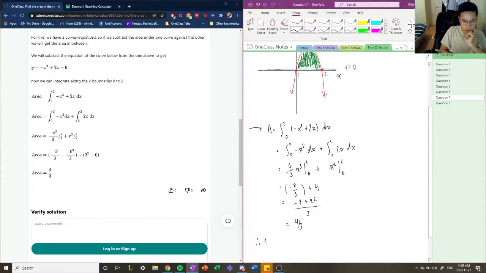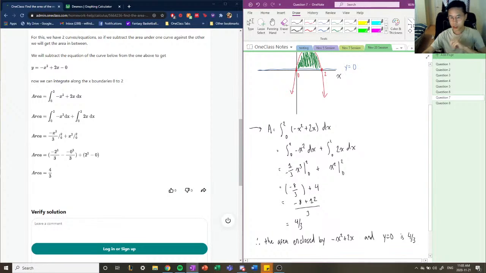Therefore, the area enclosed by negative x squared plus 2x and y equals 0 is 4 over 3. Okay? Cool.